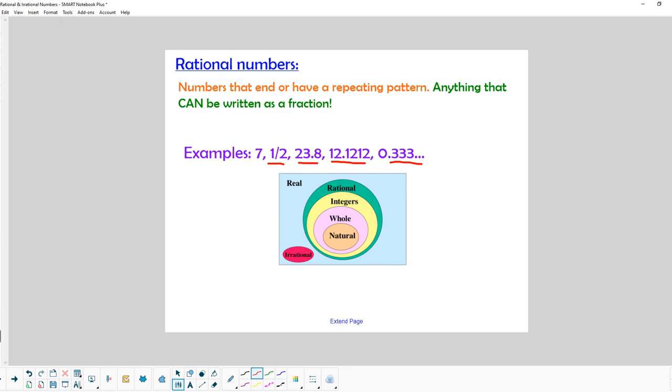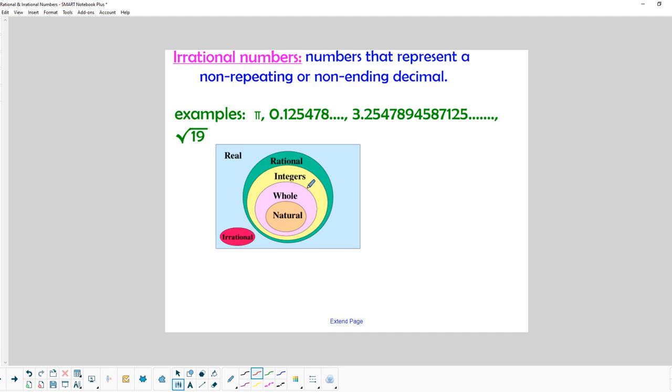All right, let's keep going. There's one more set of numbers that we haven't mentioned yet, and that is the irrational numbers. These are numbers that represent a non-repeating or non-ending decimal. So we found out that when someone calculated the number pi, or when they took the square root of something like 19 or 7 or 5, something that's not a perfect square, they ended up with a decimal that just keeps going forever and ever and never ends or never repeats. There's no pattern to its decimal.